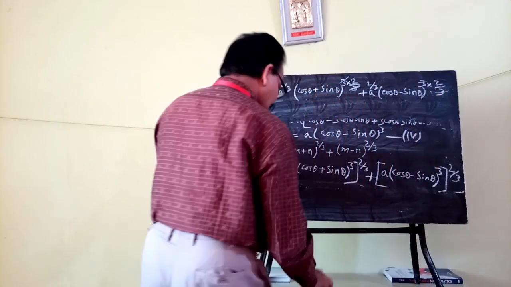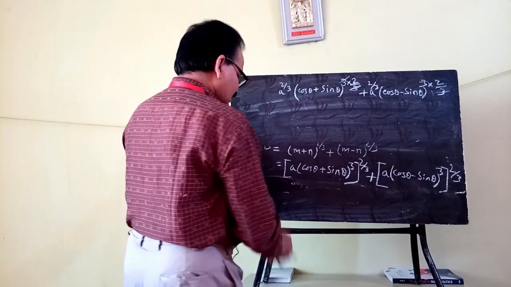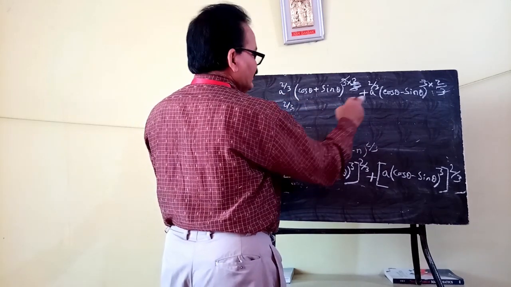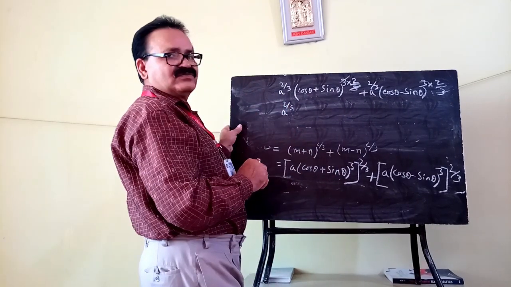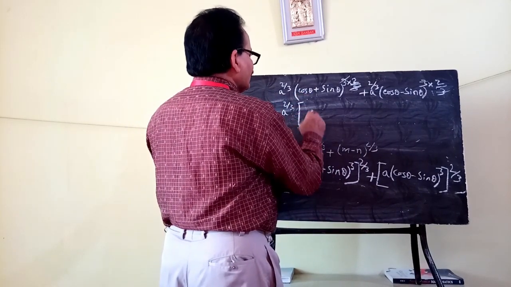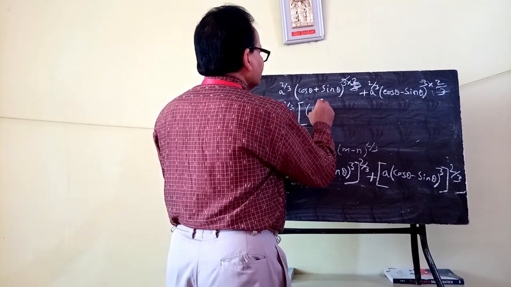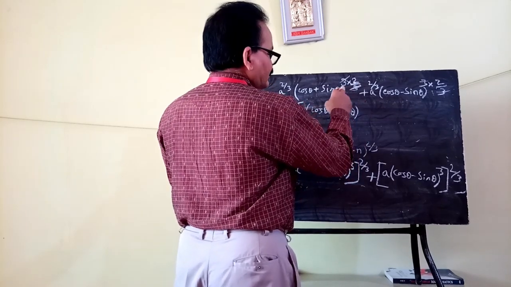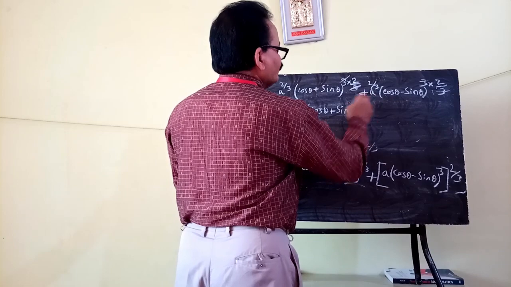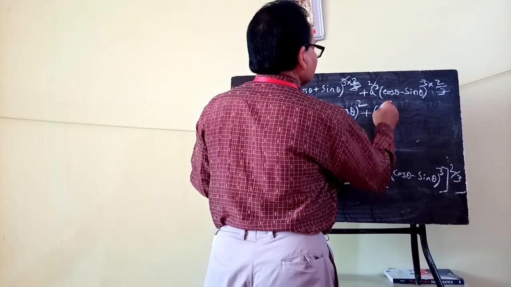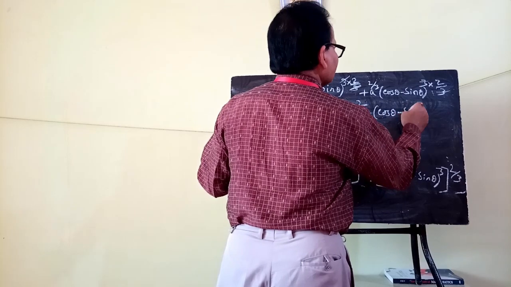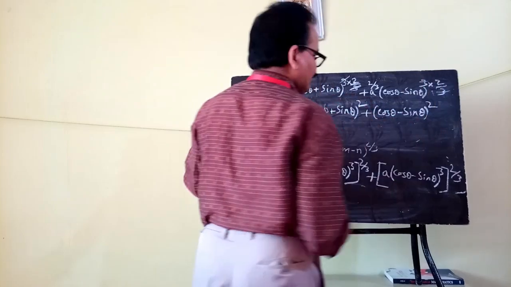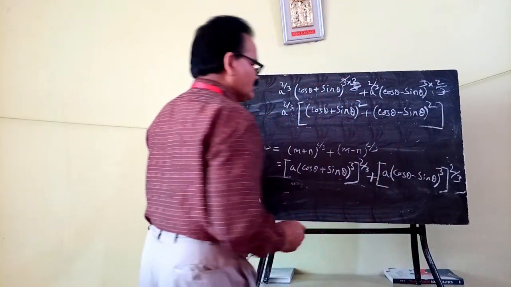then 3 cancels. Okay, then what you have got, this part is a to the power 2 by 3, here also a to the power 2 by 3, here also a to the power 2 by 3. You take a to the power 2 by 3 common. You write in the bracket, this is cos theta plus sin theta, and 3 cancels, only power 2 will be left. Again plus, this is cos theta minus sin theta, and after closing whole to the power 2 because power 2 is left. Now this big bracket is closed.